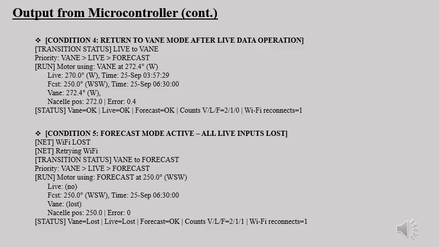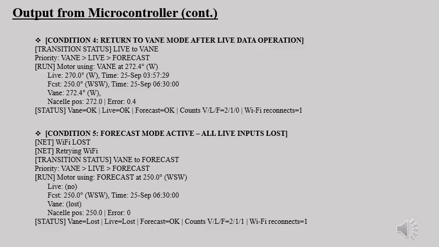In the fifth condition, both the vane and the live API have become unavailable. The Wi-Fi connection also fails temporarily, so the controller cannot retrieve real-time weather updates. At this point, the system switches to the third fallback option, forecast mode. It uses the forecast direction around 250 degrees to keep the turbine aligned.